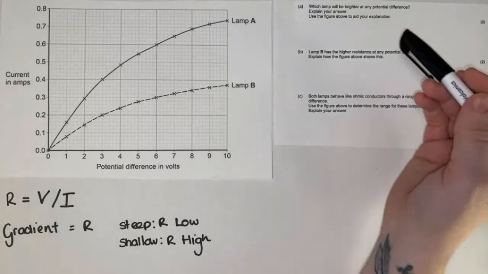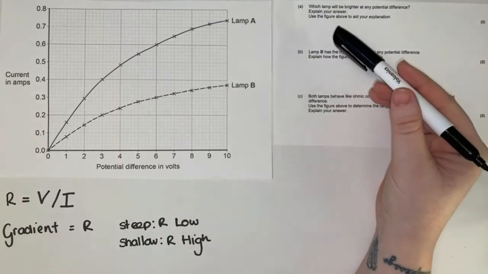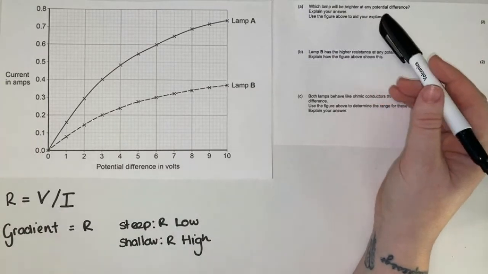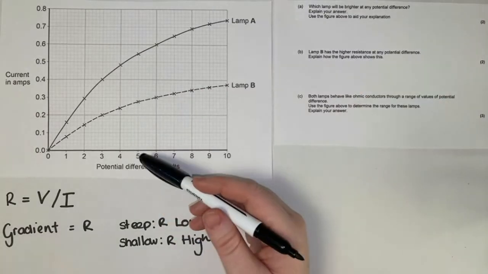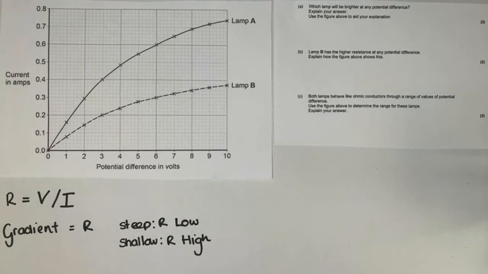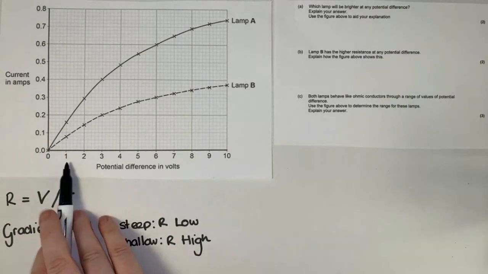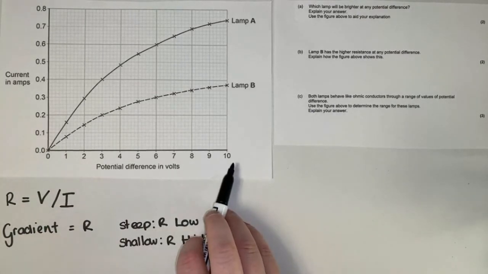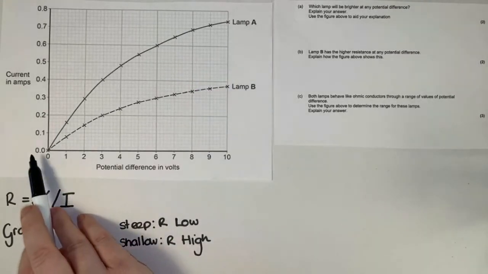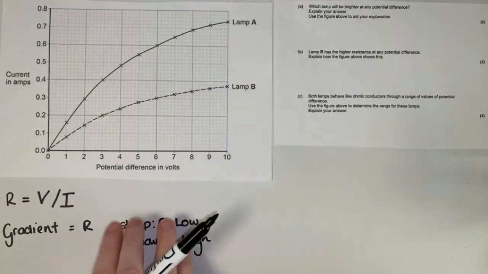Okay, so question A asks us which of the lamps will be brighter at any of the potential differences. Okay, and it tells us to use the figure above to aid your explanation, which means we need to mention the graph in our answer. Okay, so in this case, we're thinking about what's going to make the bulb brightest. So the key thing here is it doesn't matter which potential difference we look at, whether you look at 1 volt, 2 volts, 10 volts. Lamp A has always got more current flowing through it than lamp B at the same potential difference.